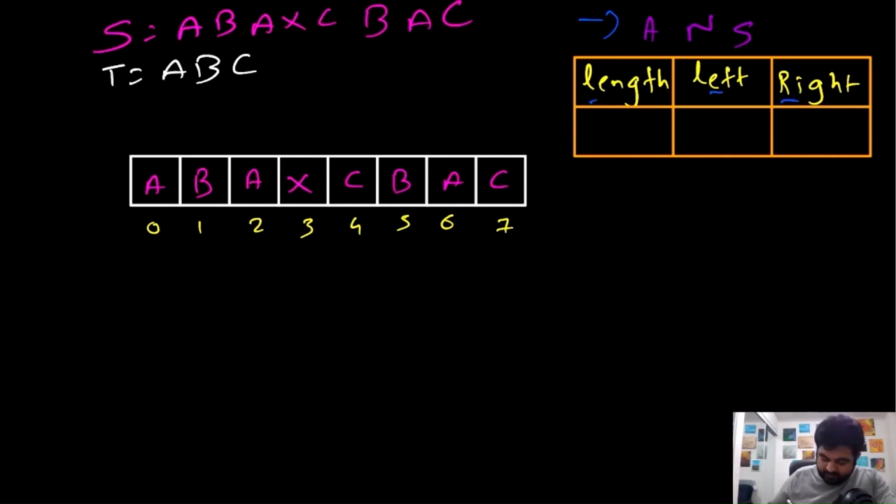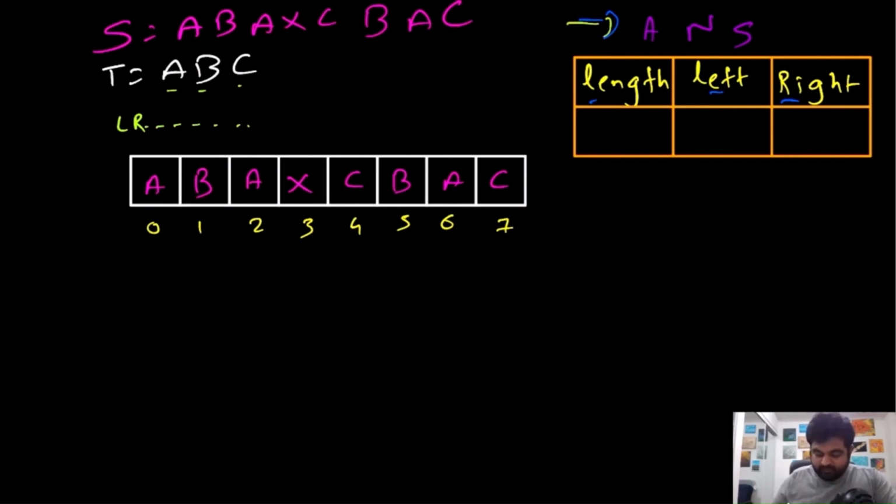Now initially we are going to have our left and right pointers both starting at the first position, and now what we will have to check is that we are going to have our right pointer go to the right side until the point where we create a substring where all of these A, B and C are present. The moment we do that, we will note down the answer we have found so far: the minimum length, the left pointer, the right pointer.